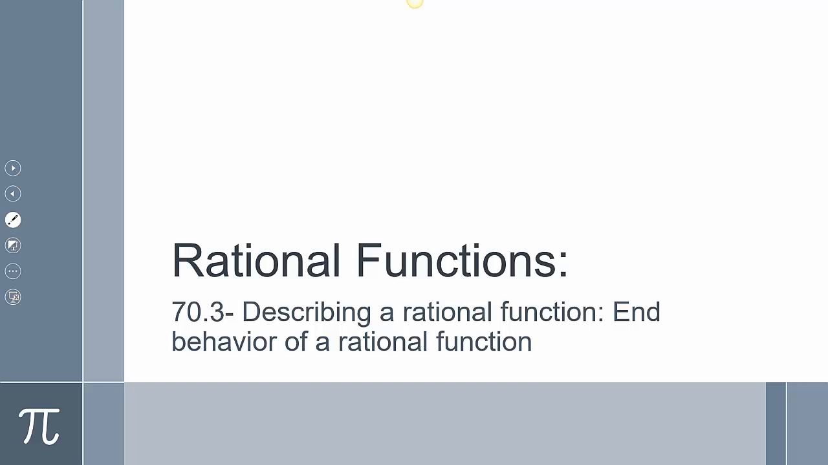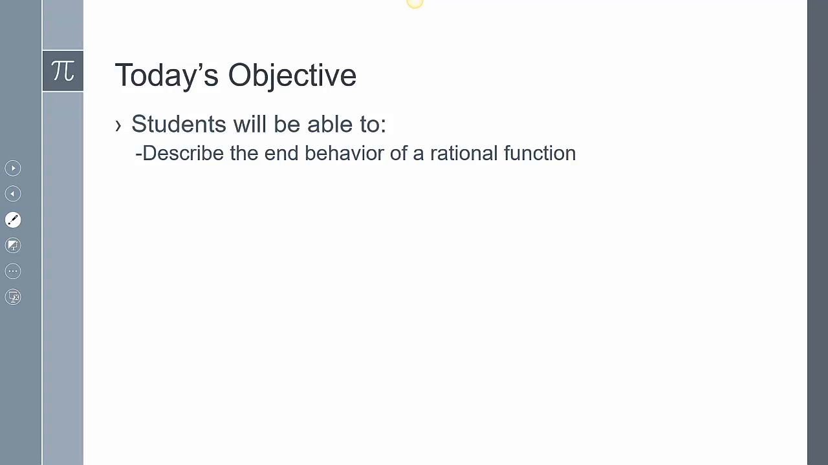Today is going to be 7-3. We're going to continue to describe a rational function, and we're going to examine the end behavior of a rational function. And so today's objective is we're going to describe the end behavior of a rational function.